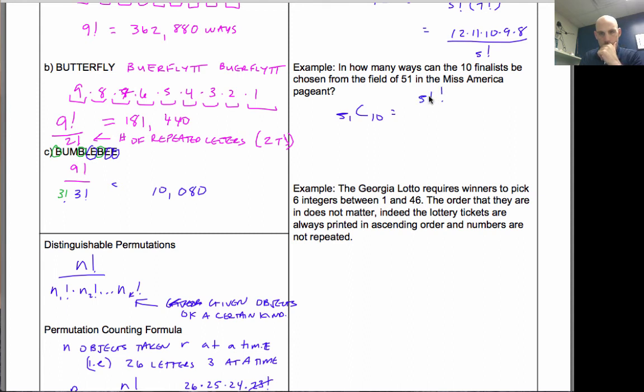51 factorial over 10 factorial, that's my number of options, and then 41 factorial, that eliminates the rest, the tail, right? So that eliminates everybody who didn't get chosen, okay?